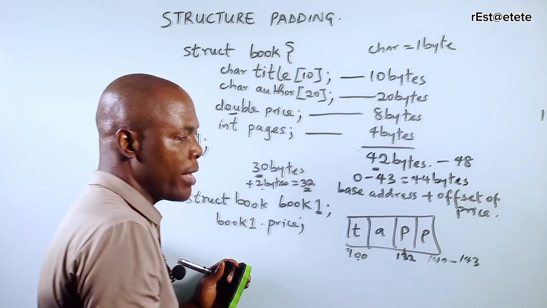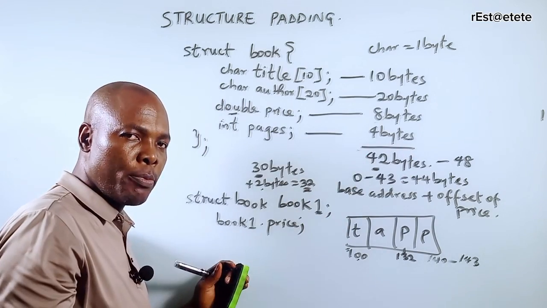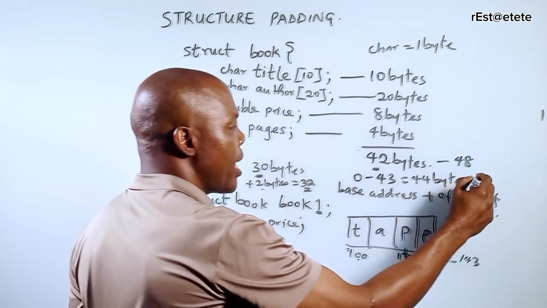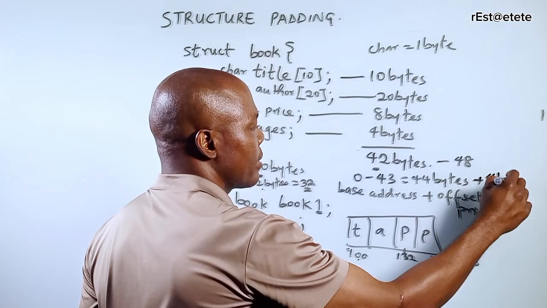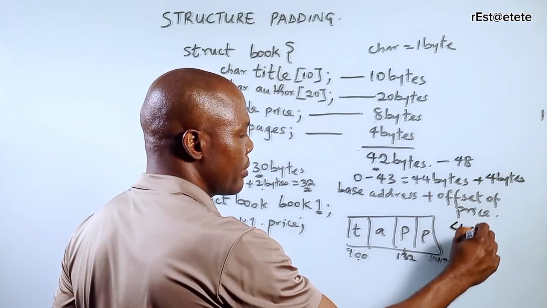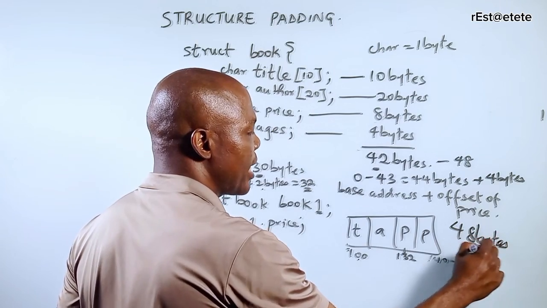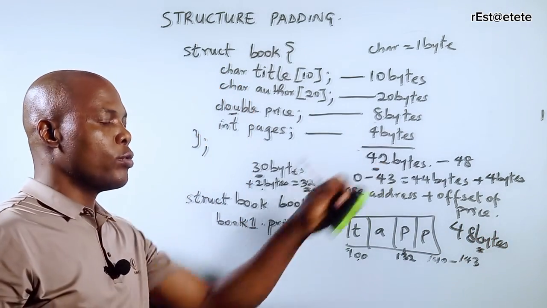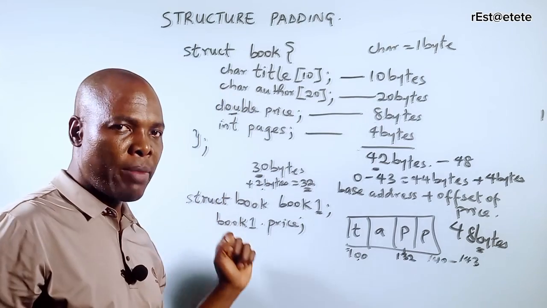That will give you 44 bytes. But this is still not in the multiple of 8. So you need to add additional 4 bytes to give you what? 48 bytes. So that is how it will arrive at that answer of 48 instead of 42 bytes. So that is the concept of padding.